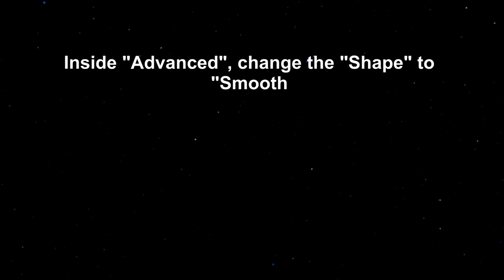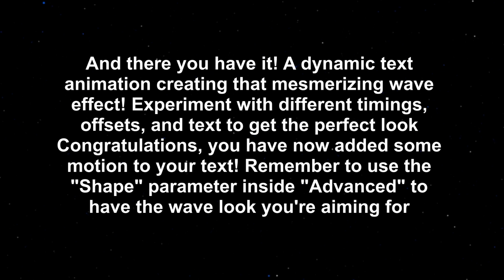Now, let's add the wave effect to it. Go back into Animator 1. Then open Advanced Settings. Inside Advanced, change the shape to Smooth. And there you have it, a dynamic text animation creating that mesmerizing wave effect.